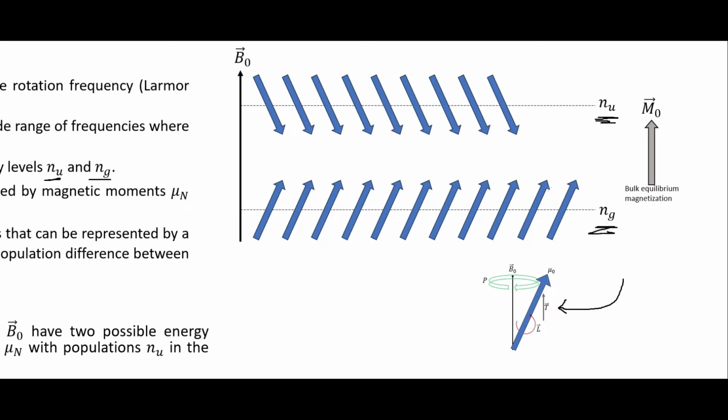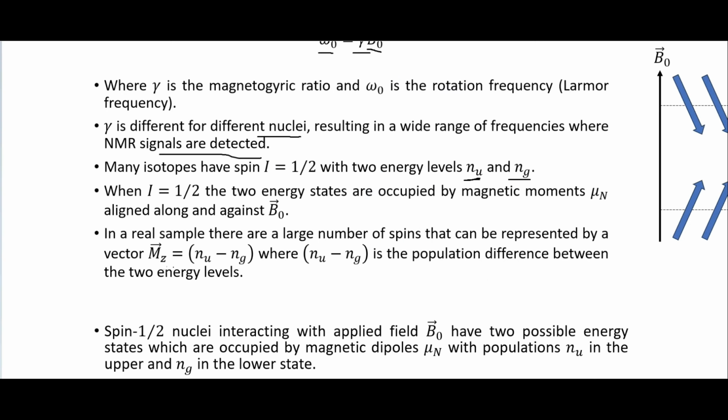And what that does is our bulk equilibrium will therefore have a magnetic moment. That's because most of them are oriented upward and fewer of them are oriented downward. And so we get this bulk magnetization, this bulk magnetic moment for our sample here. And so, as I said, in the real sample, we have a large number of them, and this M sub Z here is going to be the upper minus the lower magnetic moments here. And so that gives us a bulk magnetic moment.